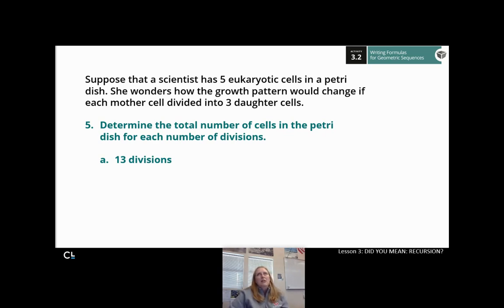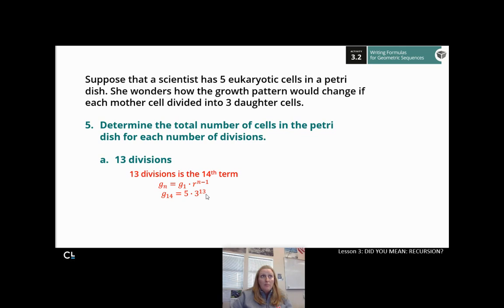All right, please don't forget 13 divisions means I'm looking for the 14th term. Remember that original term, 5, nothing had been divided yet. So 13 divisions means it's the 14th term. So everywhere I see n, I'm going to plug in a 14. My g sub 1 is now 5, and my r is now 3. 14 minus 1 is, of course, 13, and I grabbed a calculator.